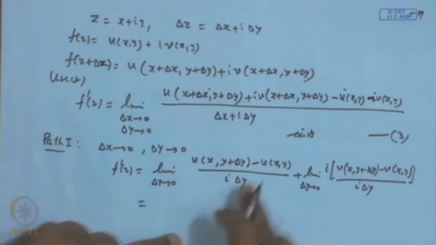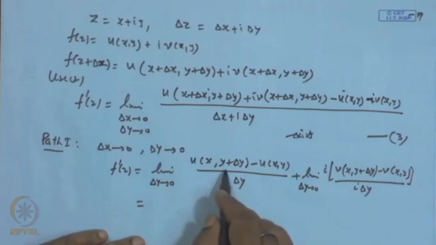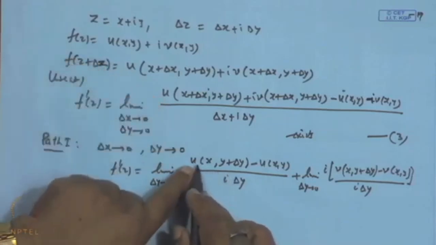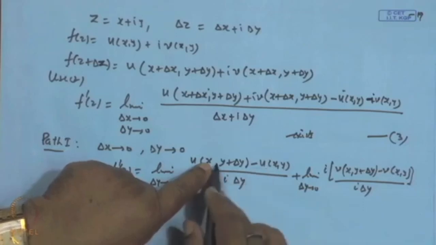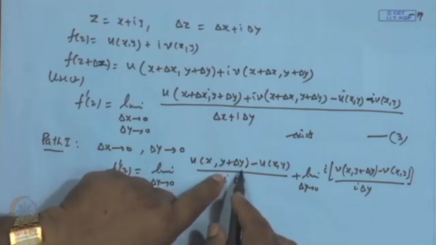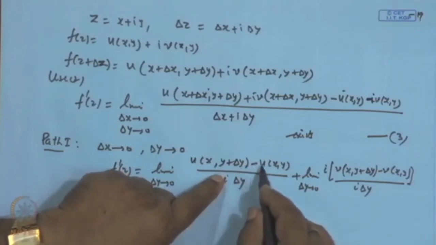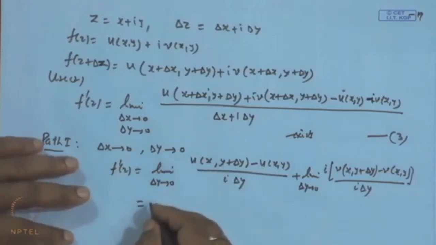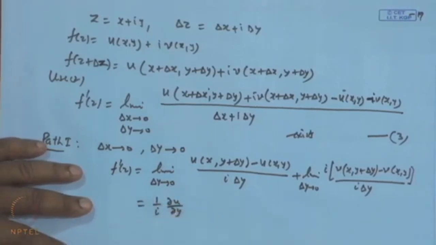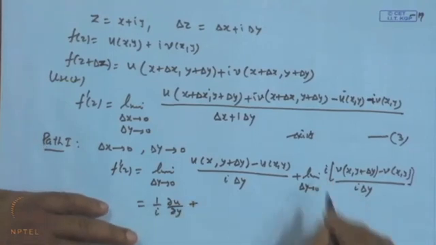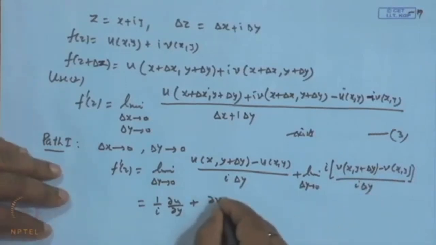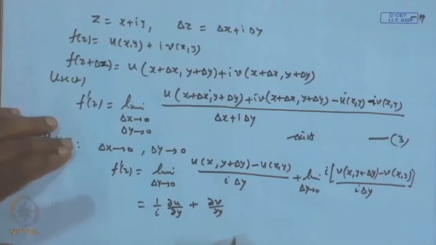Now let us see, delta y is tending to 0, there is a change in the second coordinate, y is changing to y plus delta y, and there is no change in the x coordinate. So this is the partial increment in u keeping x constant, divided by delta y. So the limit as delta y tends to 0 gives the partial derivative of u with respect to y, so you are getting 1 by I del u over del y. Similarly, the I gets cancelled, and there is a partial increment in v divided by delta y, which gives del v over del y. Now this is say 4.